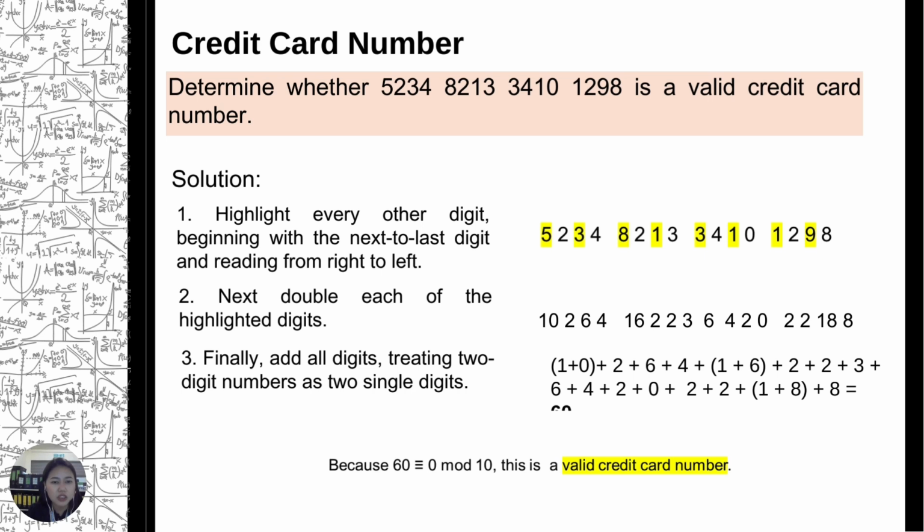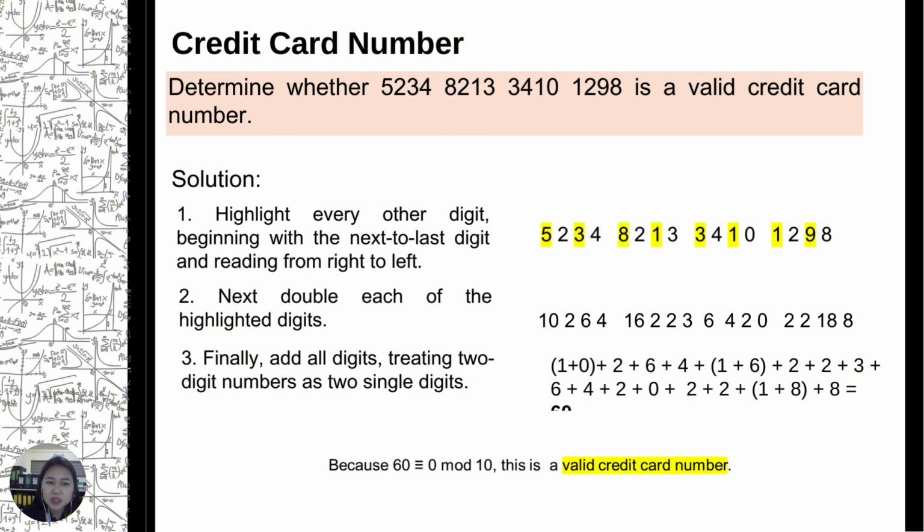Finally, add all the digits. Treat each 2-digit number as 2 single digits, and then add all the digits. For example, instead of 10, we add 1 plus 0, plus 2, plus 6, plus 4. Instead of 16, we add 1 plus 6, plus 2, plus 2, plus 3, plus 6, plus 4, plus 2, plus 0, 2, and 2. Instead of 18, we add 1 plus 8 plus 8. The summation will be 60.